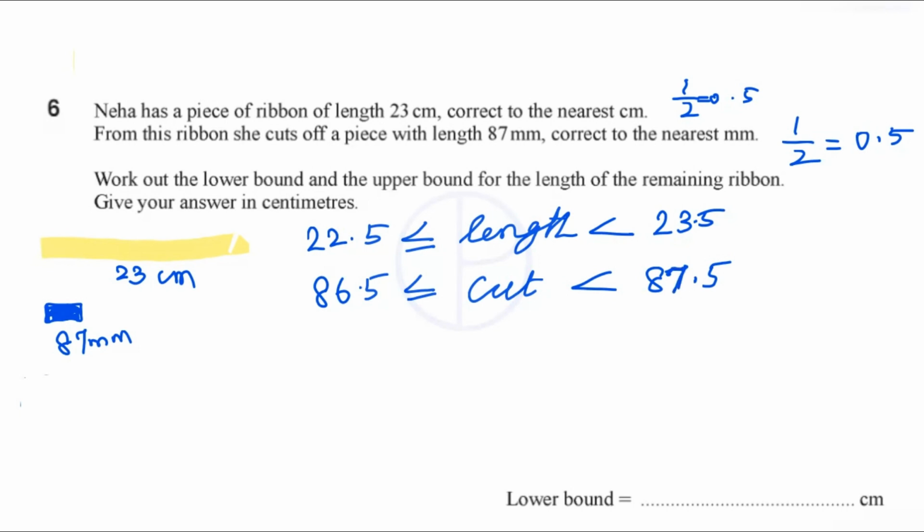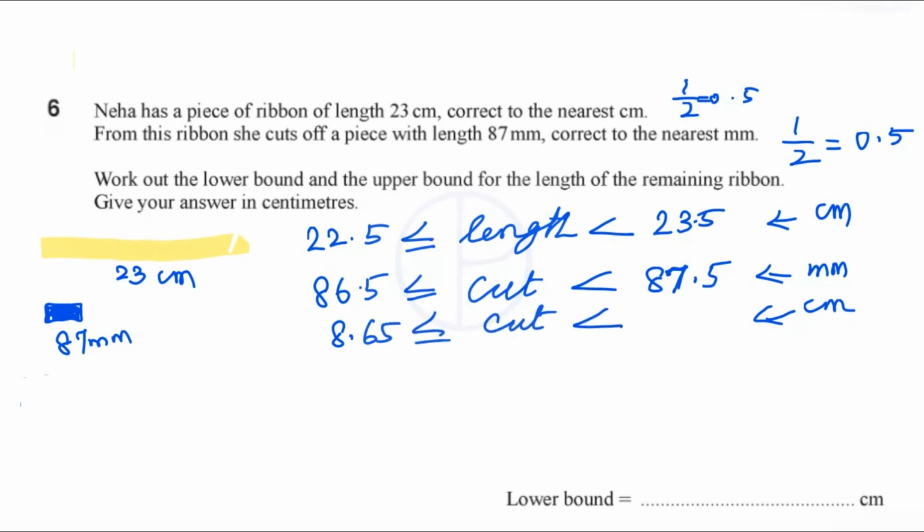So here the length of the ribbon is in centimeter, whereas this is in millimeter. Let's convert this also to centimeter. For that, we are going to divide the inequality by 10. So we get 8.65, less than or equal to cut, less than 8.75. So now the cut value is in centimeter, so now both the values are in centimeter.